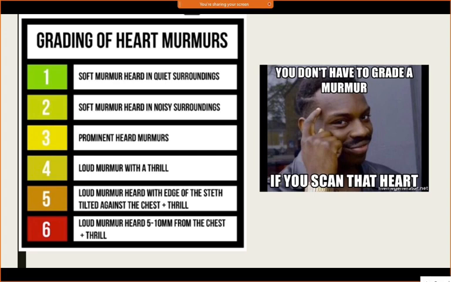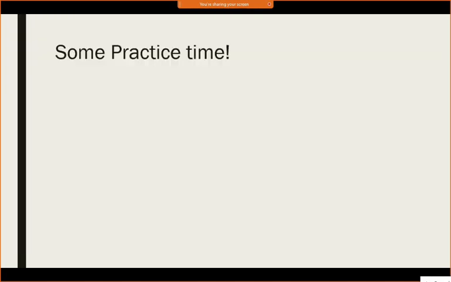So remember, keep yourself focused. You are nursing students. You are not experts, and even the experts aren't experts. That's why you go to 8 years of med school and do a residency in cardiology, because then you can learn to grade heart murmurs.